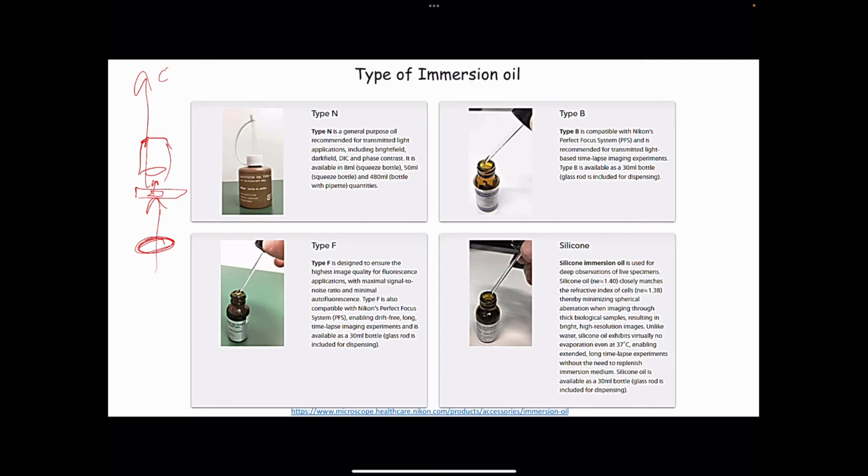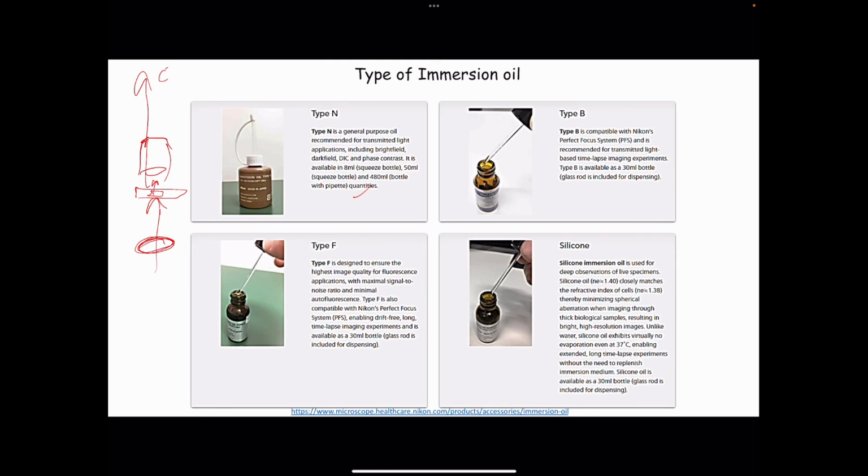Okay, now with this, they are also mentioning some squeeze bottles and all those things. I think you can go to their website, and if you're actually having these oils in your lab, you can read more about them before you try to use them. And we'll go to the next oil, which is type B oil.